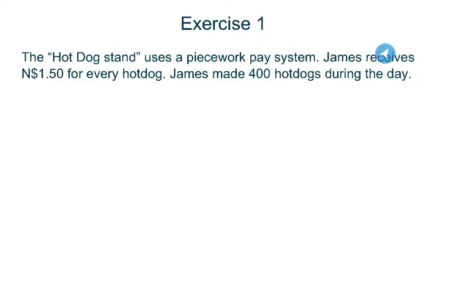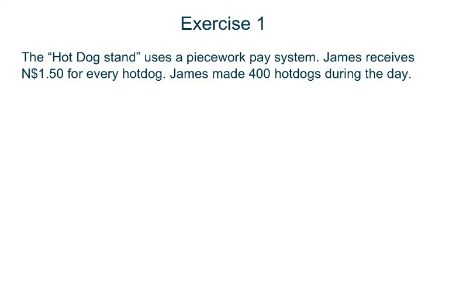piecework pay system. James is working at the hot dog stand and he receives $1.50 for every hot dog. James made 400 hot dogs during the day. So now we need to calculate what will his piecework pay be for the day.